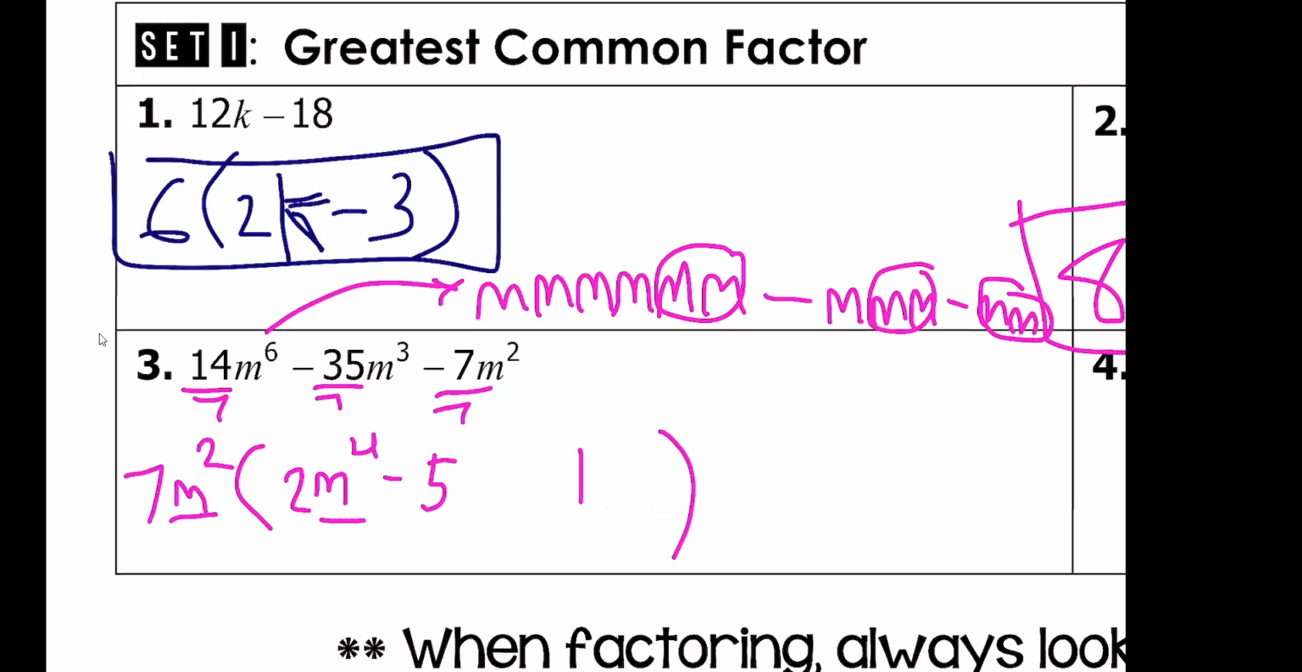Oops. This is trying to delete the underline, but this would be your answer. I was just trying to get rid of those underlines.